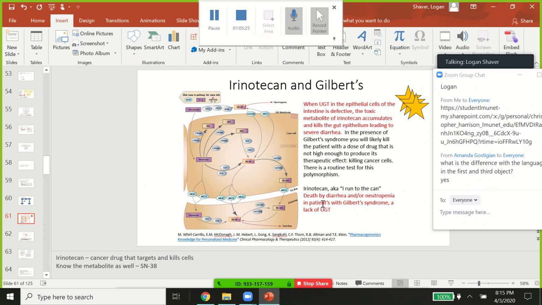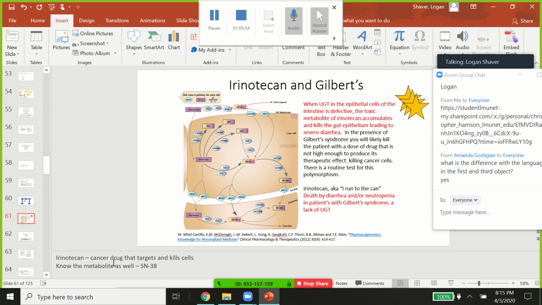And the reason that it's more severe is because you actually have a complete lack of UGT. So basically, if you take irinotecan and you have Gilbert syndrome, then that UGT is not working, right? That UGT is not working, so it's going to lead to a bunch of that toxic metabolite from irinotecan, therefore leading to that very severe diarrhea and therefore death, possibly.